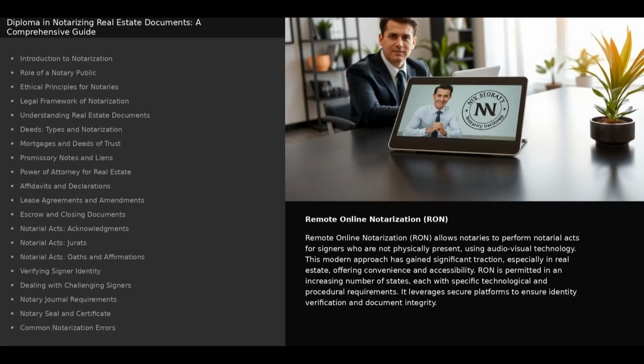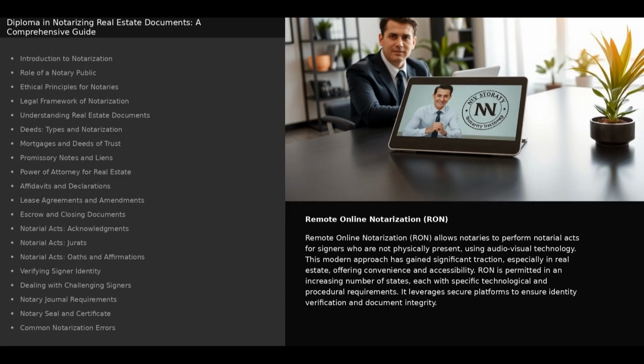Remote Online Notarization, RON. Remote Online Notarization, RON, allows notaries to perform notarial acts for signers who are not physically present using audio-visual technology. This modern approach has gained significant traction, especially in real estate, offering convenience and accessibility. RON is permitted in an increasing number of states, each with specific technological and procedural requirements.